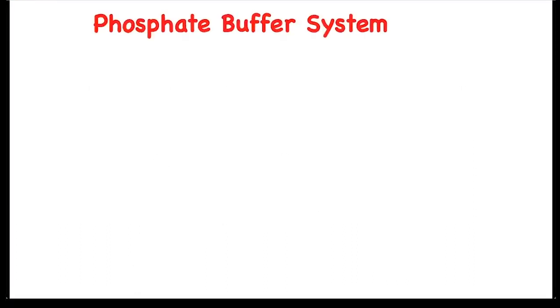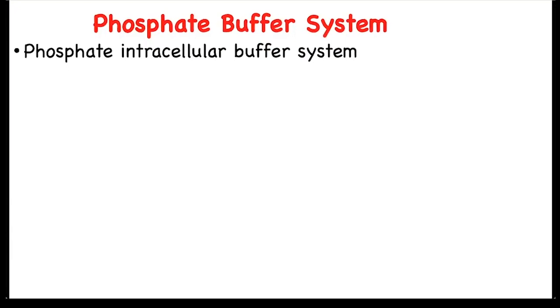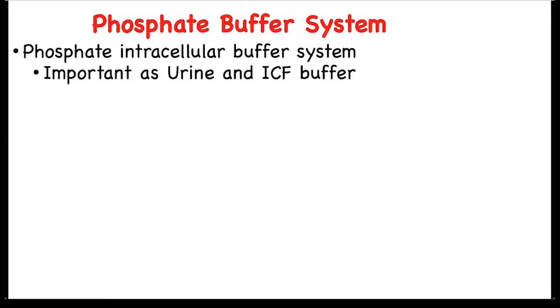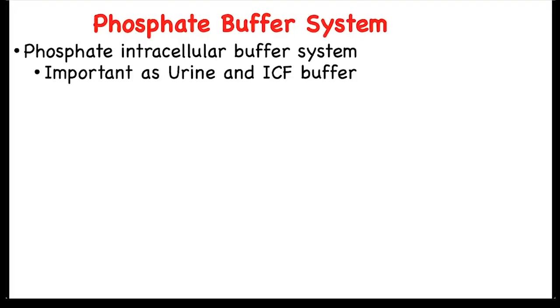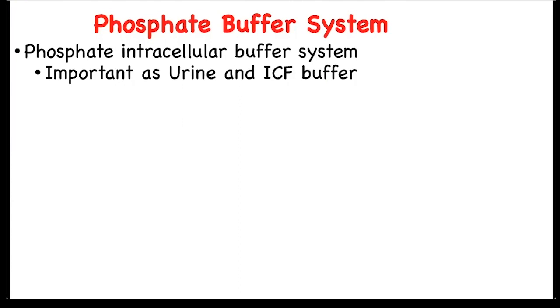A second buffer system is the phosphate buffer system. It will be very similar to the bicarbonate buffer system. This is going to be an intracellular buffer system, as well as a system that helps regulate the pH of the fluid within the renal tubule.